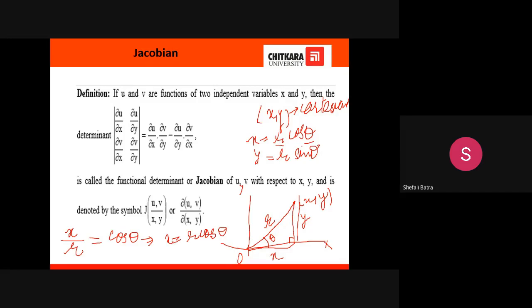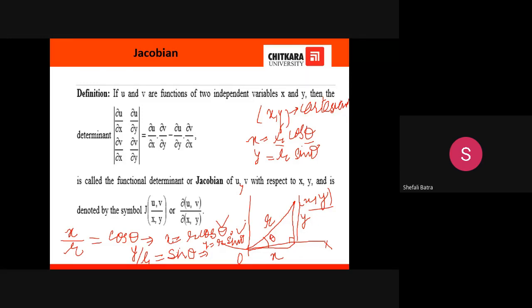Now come to this y. This is the perpendicular, and this is the hypotenuse. So y upon r is equal to sin theta. So from here I can write y is equal to r sin theta. So what you did here, you have transformed Cartesian coordinates into polar coordinates. This was your Cartesian coordinate and these are polar coordinates. When the coordinates are represented in terms of r and theta, those are known as polar coordinates.